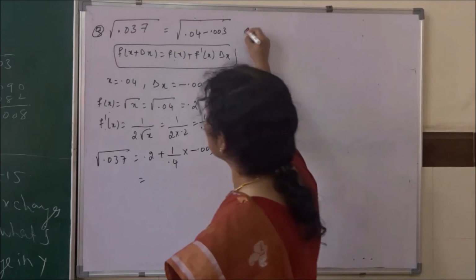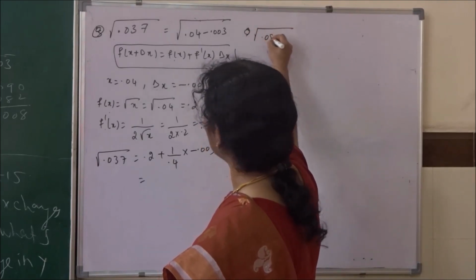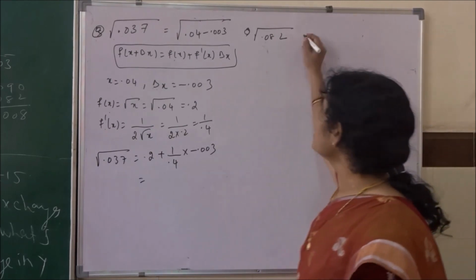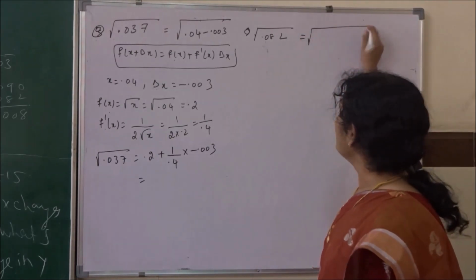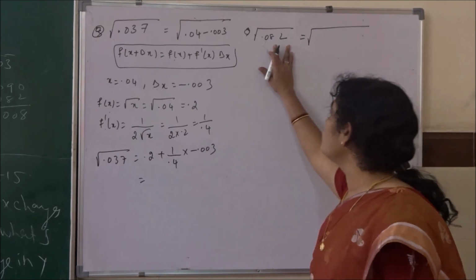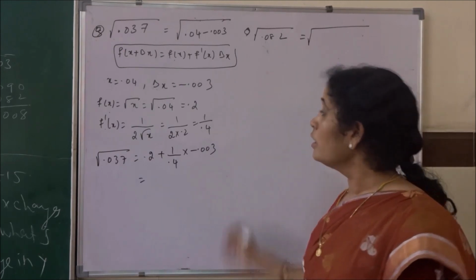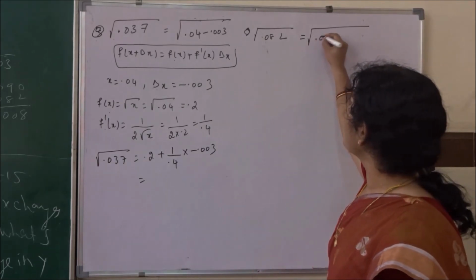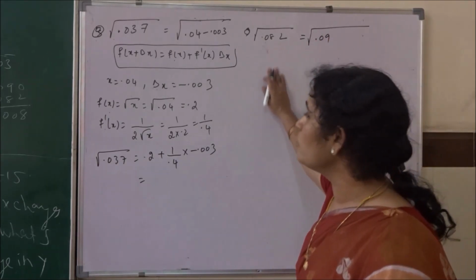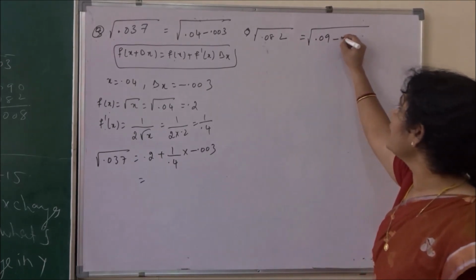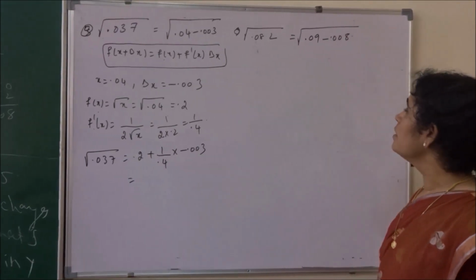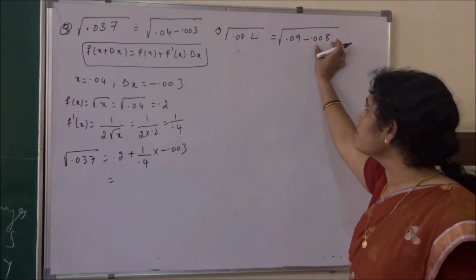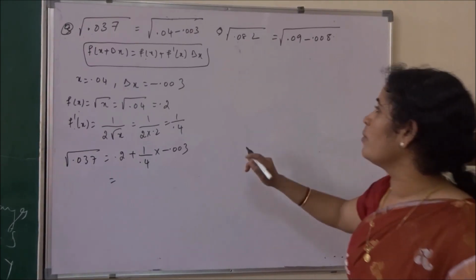The other question I am taking is under root of 0.082. Now what is the nearest under root number? If you know the nearest under root number, then only you can proceed with the question. If you don't know the number system, then how can you do it? Now this can be written as 0.09. The nearest under root number is 0.09, and minus 0.008. So that is the variation between x and delta x. Delta x is equivalent to negligible. Keep that in your mind.